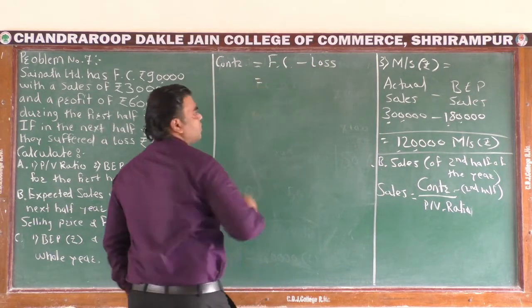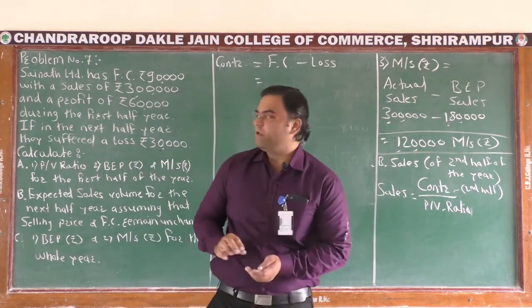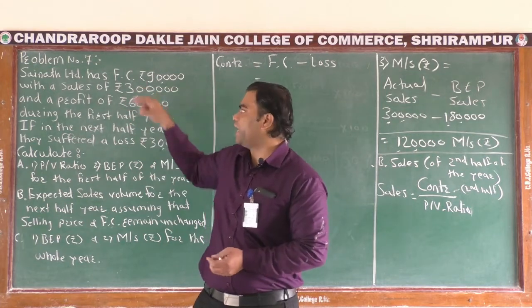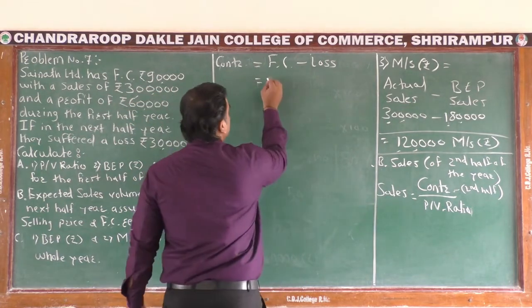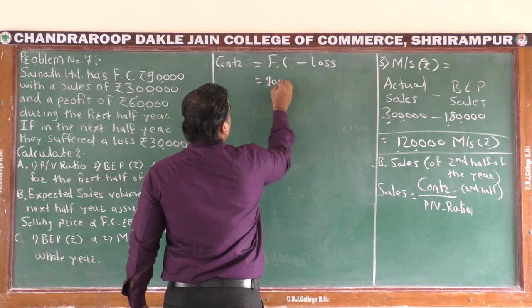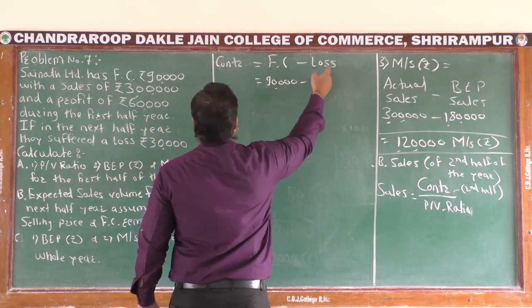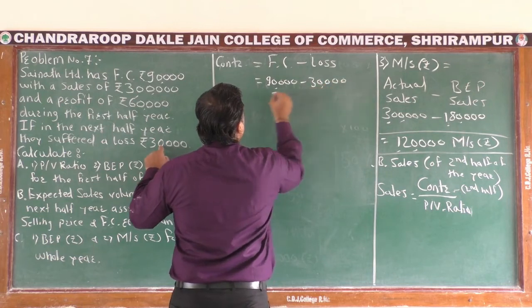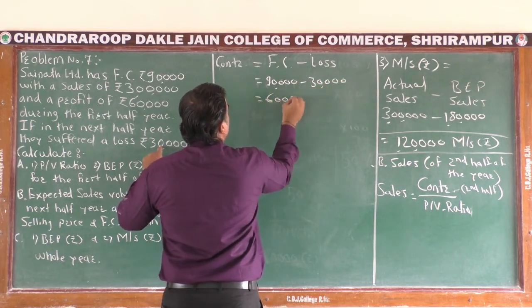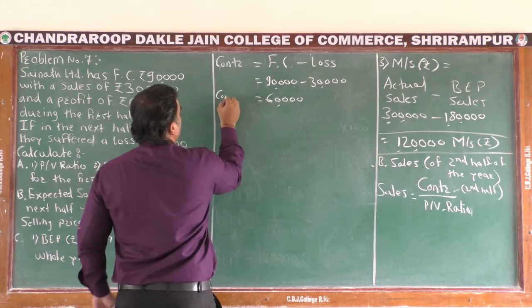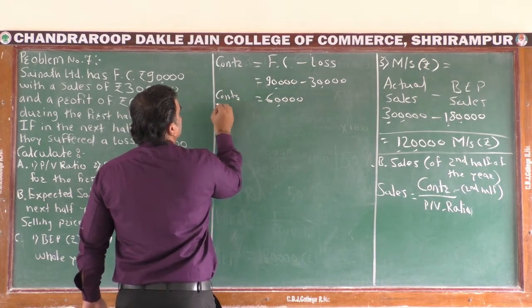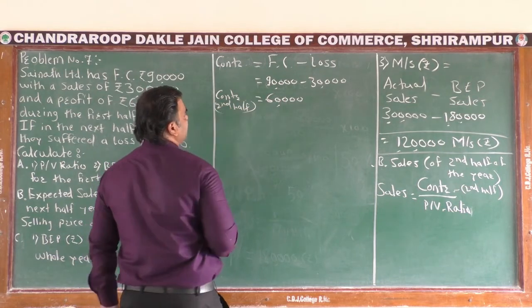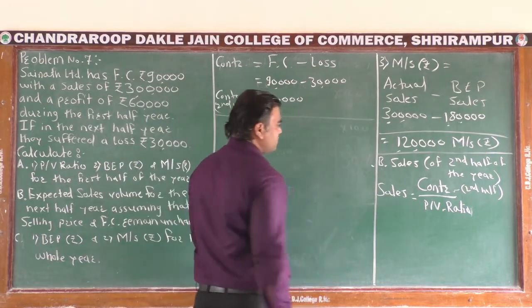So the fixed cost of the second half of the year will be the same as the fixed cost of the first half of the year. So 90,000 fixed cost less loss which is 30,000. So the contribution amount will be 60,000. Means the contribution of the second half of the year is 60,000.